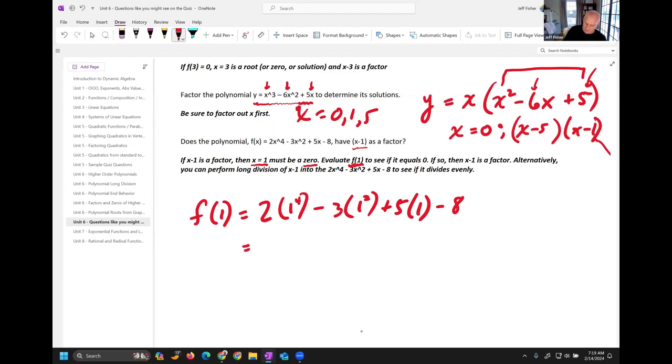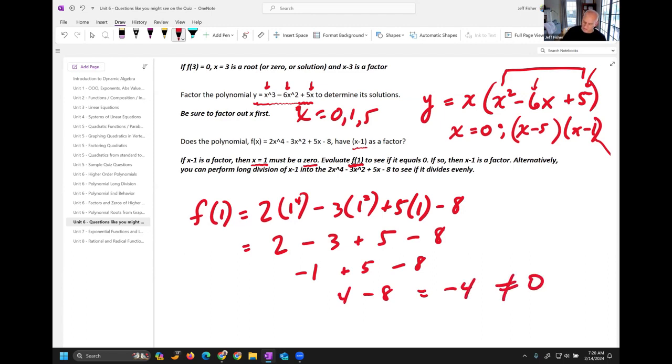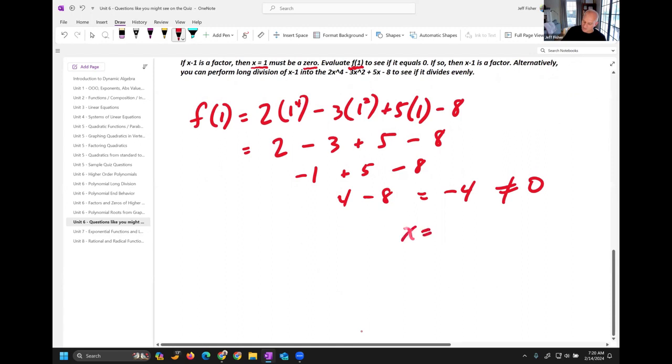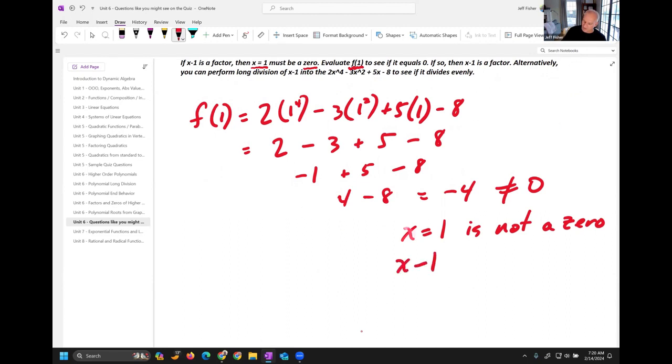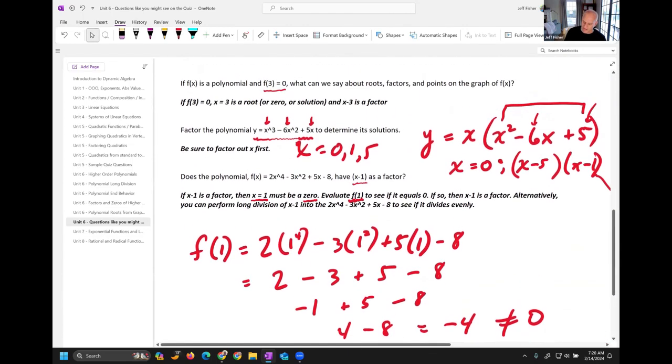So this equals 2 minus 3 plus 5 minus 8. This is -1 plus 5 minus 8. This is positive 4 minus 8. This equals -4, which is not equal to 0. Therefore, x equals 1 is not a zero, and x minus 1 is not a factor. Okay, all we're doing is evaluating it.